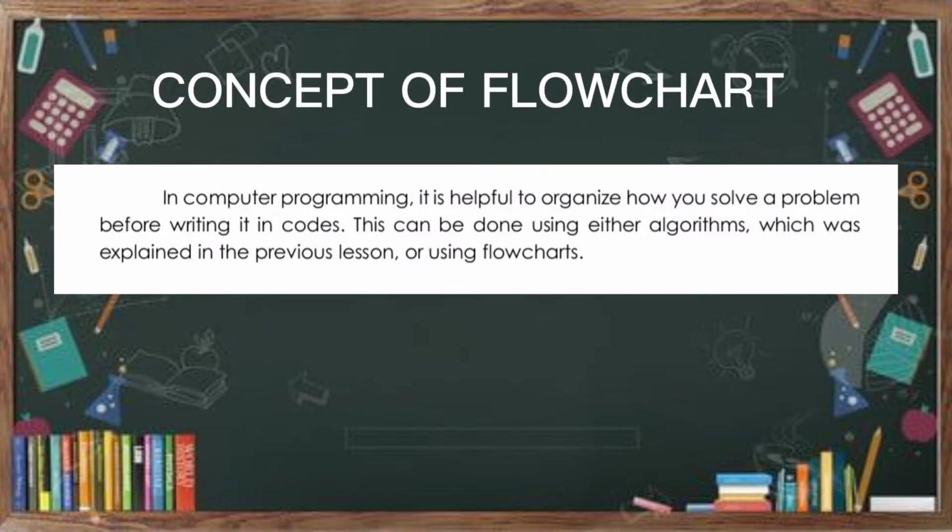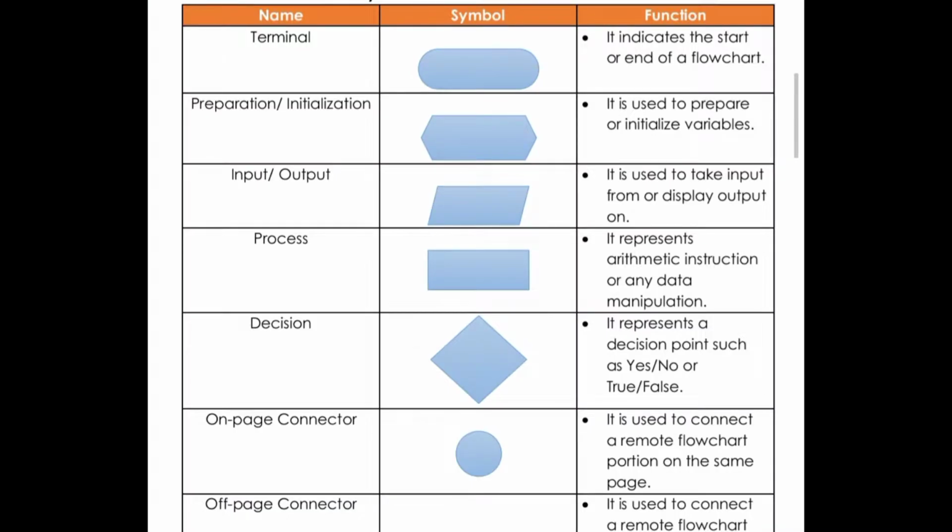Concept of flowchart. In computer programming, it is helpful to organize how you solve a problem before writing it in a code. This can be done using either algorithms, which was explained in the previous lesson, or using a flowchart. A flowchart is a diagram that uses special symbols representing an algorithm or process. These are the basic flowchart symbols.